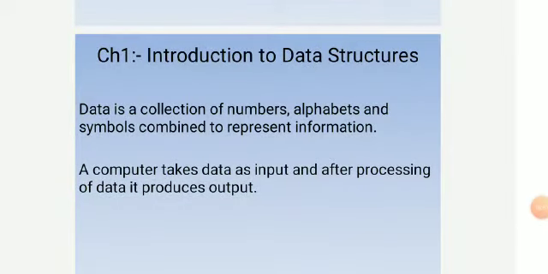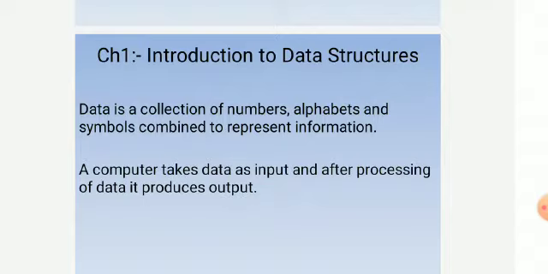First chapter is an introduction to data structures. Now what is data? Data is a collection of numbers, alphabets and symbols which are combined to represent information. So consider the example of a student. A student has a name. A name is a collection of alphabets. Students have roll numbers.